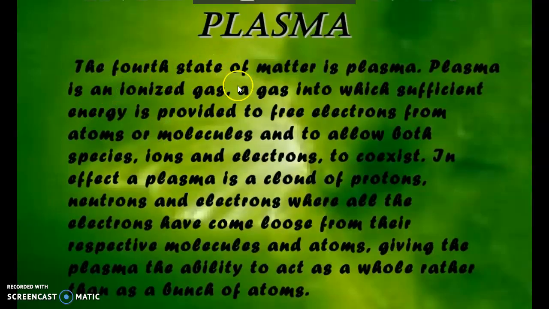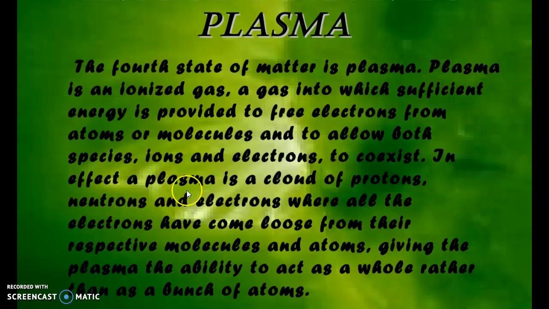Plasma is the fourth state of matter. Plasma is an ionized gas, that means it has ions. It is a gas into which sufficient energy is provided to free electrons from atoms or molecules, and to allow both species, ions and electrons, to coexist. Ions, in chemistry, can be positive or negative. Electrons have a negative charge, and protons can be positive.